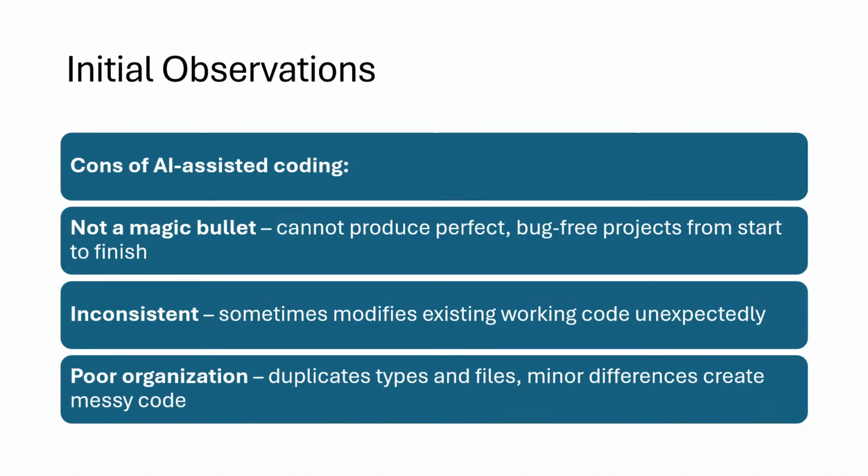And AI doesn't organize code. If it's building a large code base, it doesn't organize it well. It duplicates code. It doesn't have the conscience to understand that it can create a shared type, a shared component, and share it across other components.